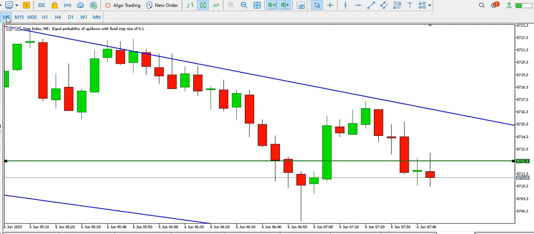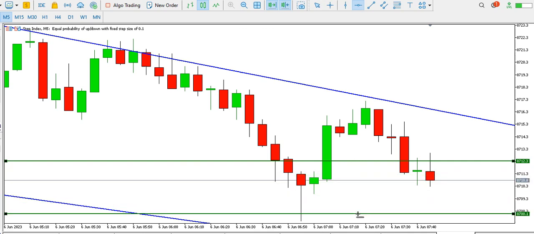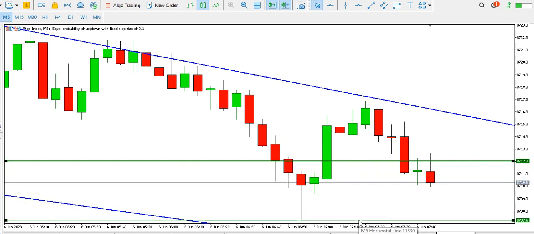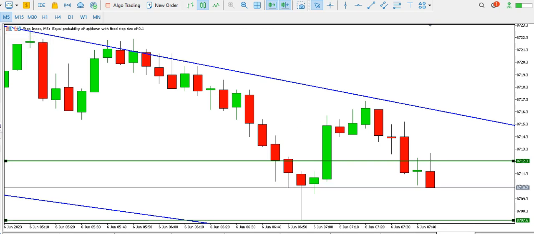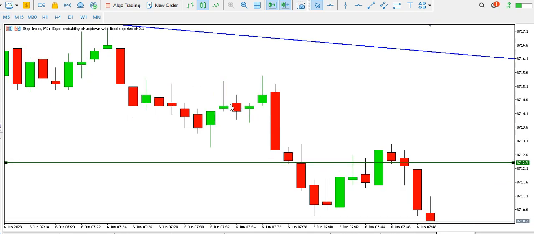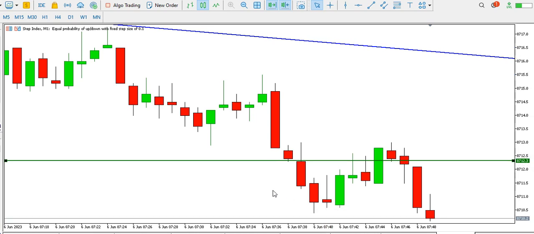Still on the 5 minutes time frame, we continue to have a low, high, lower low, lower high, and price is currently dropping. Price is dropping, and the next possible target is the 8707 level, and as I speak, price is dropping towards that level. On the 1 minute time frame, price is also dropping and breaking structures to the downside. So you might want to consider selling step index and volatility index.